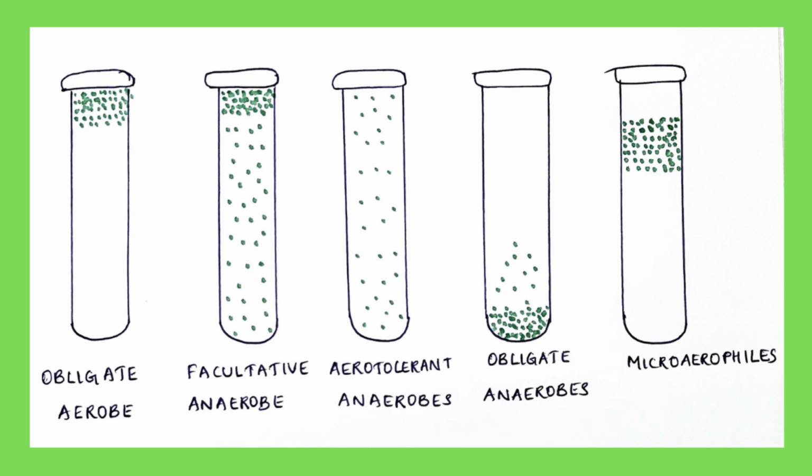That is why the microbes are distributed throughout that test tube. Then there are obligate anaerobes. These microbes can only grow in the absence of oxygen. So they are found at the bottom of the test tube where there is no oxygen available. Then microaerophiles, we said they require oxygen, but only at lower levels, right? Only 2 to 10% oxygen is needed.